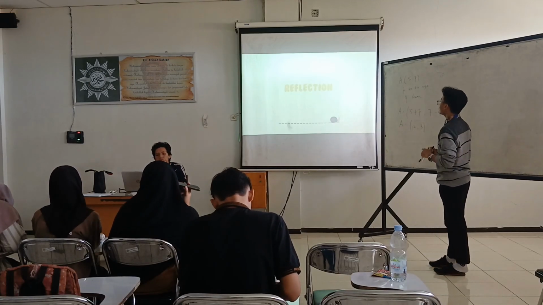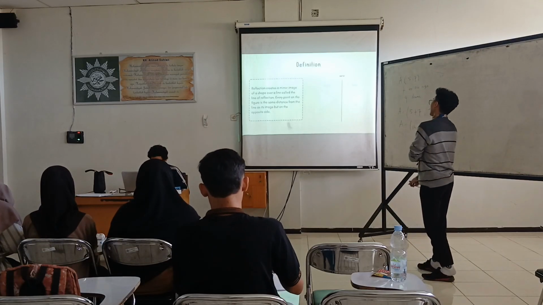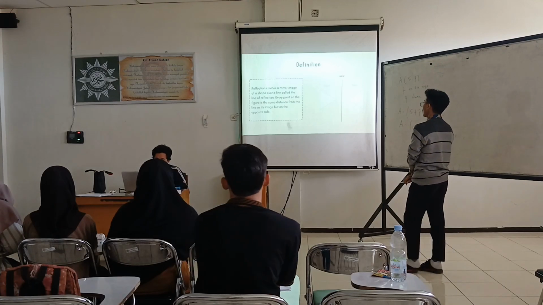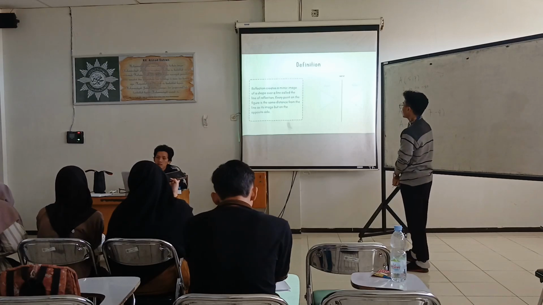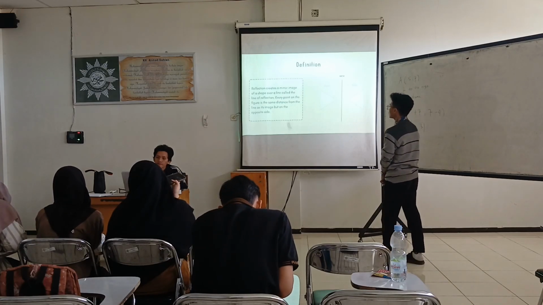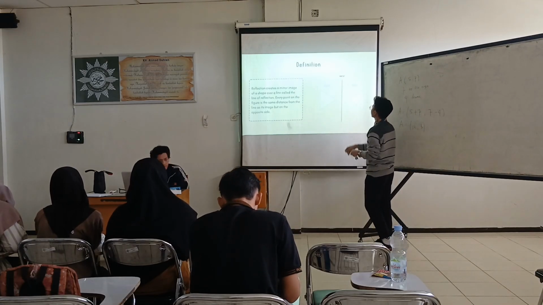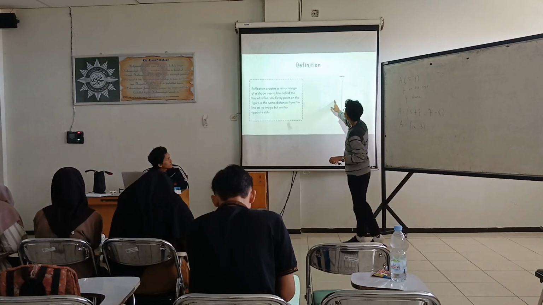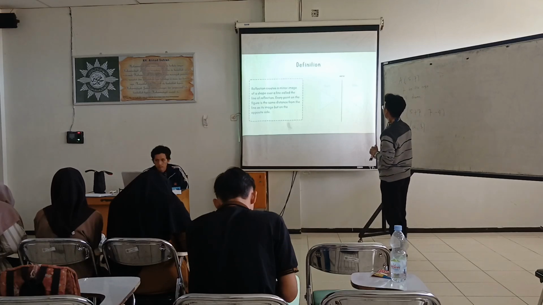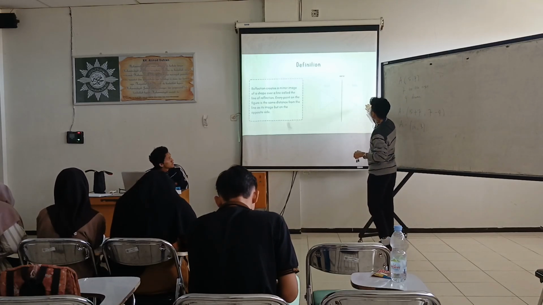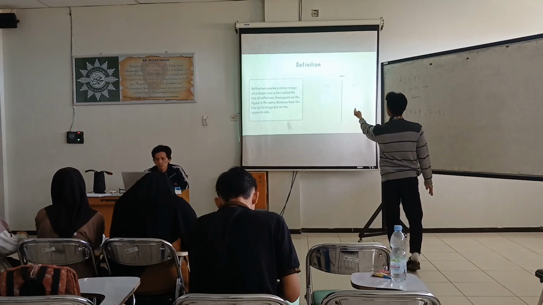So the next one is reflection. Definition of reflection. Reflection creates a mirror image of a shape over a line called the line of reflection. Every point on the figure is the same distance from the line as its image, but on the opposite side. We can see this picture. So this is the object and this is the mirror. After we reflect it in the mirror, the object is right here. So it's the opposite side from the first position of the object.